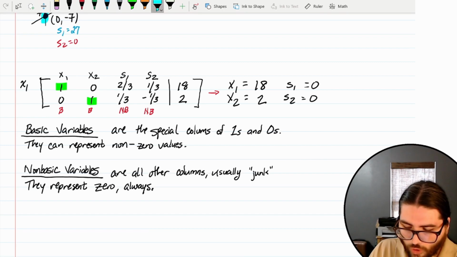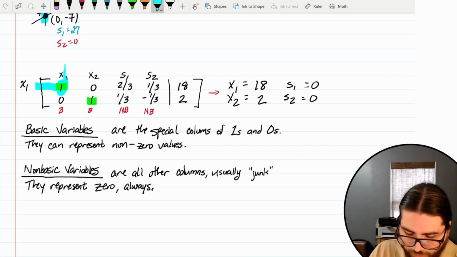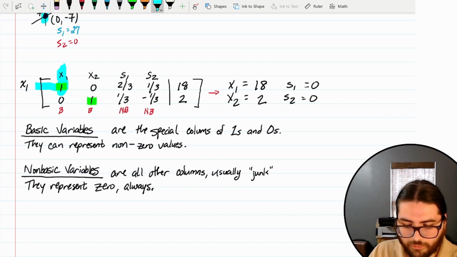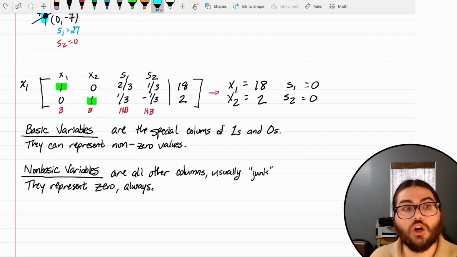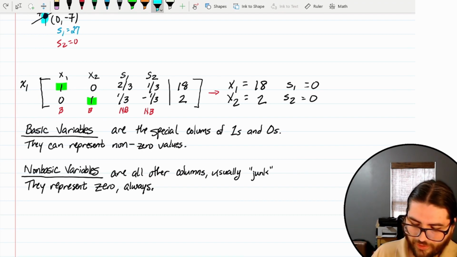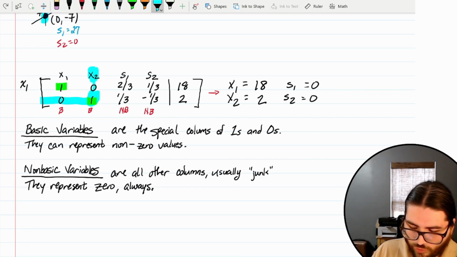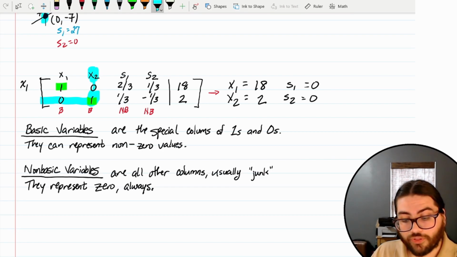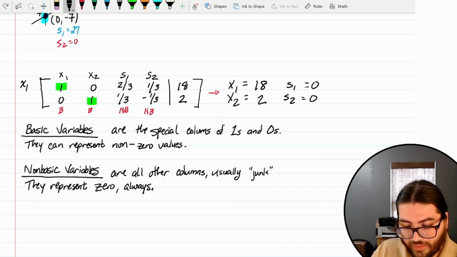Because in row number 1, the special 1 appears in this column. That's the x1 column. I would label the entire row as the x1 row. And in the second row, here's the special 1. That's in the x2 column. I would label this entire row the x2 row.